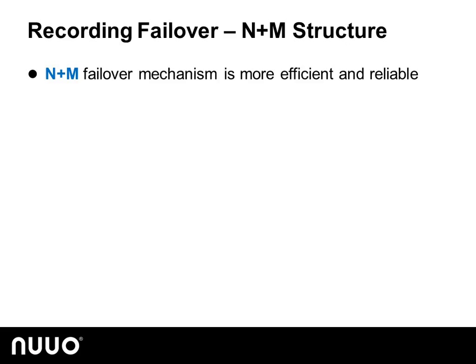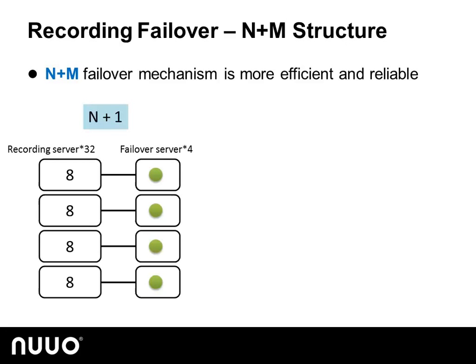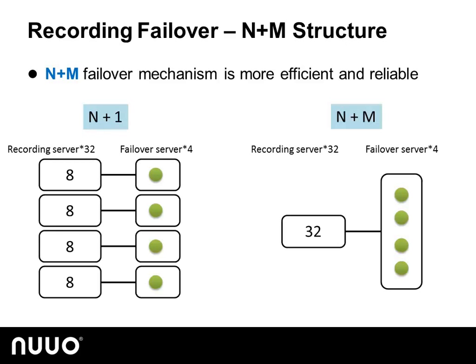As mentioned, Crystal failover is designed as an N+M structure. On the left of the diagram is the traditional N+1 structure. On the right is an N+M structure. As you can see, for each structure there are 32 recording servers and 4 failover servers. To ensure security, given average server failure rates, to operate an N+1 structure securely, you might assign one failover server to back up every 8 recording servers. Thus, when one recording server fails, the failover server backs it up.